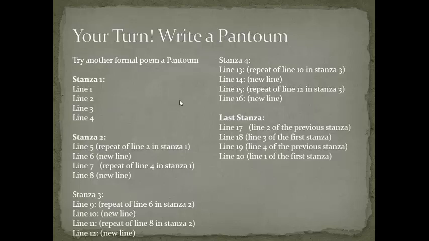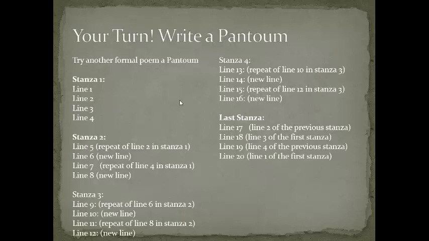And remember, you can change the lines when you repeat them. Line 6 will be a new line. Line 7 will repeat line 4 in stanza 1. And again, you can change it. And then line 8 will be a new line. You'll continue this pattern in stanza 3 and stanza 4. You can add in more stanzas using the same pattern, but you must do at least 4 stanzas plus a last stanza. So it should be at least a 5-stanza poem.